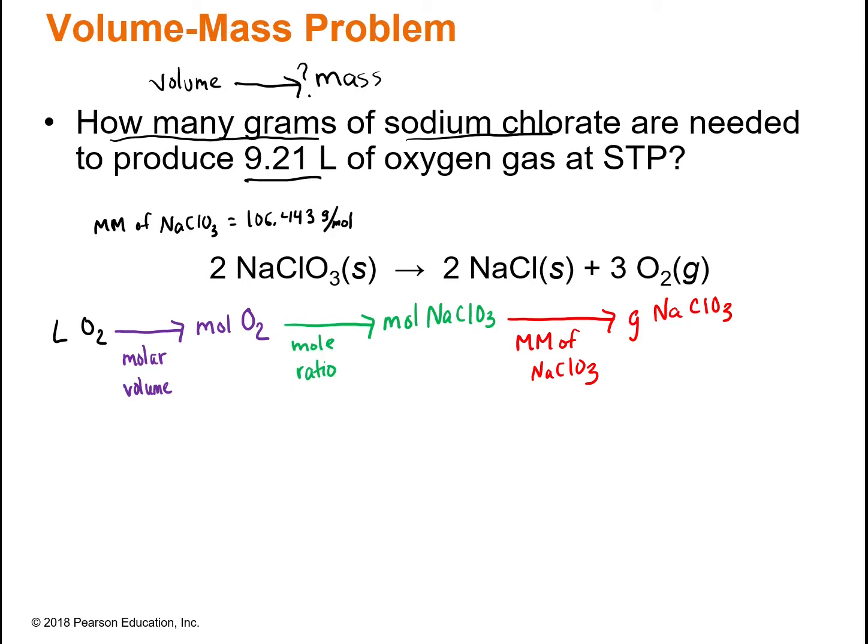Let's add some numbers to this. Starting with our volume of 9.21 liters, we'll use molar volume to go from liters of oxygen gas to moles. Notice how this time the liters of gas are in the bottom of the unit factor. That's because we're trying to convert to moles. In the previous problem, we were trying to get to liters.